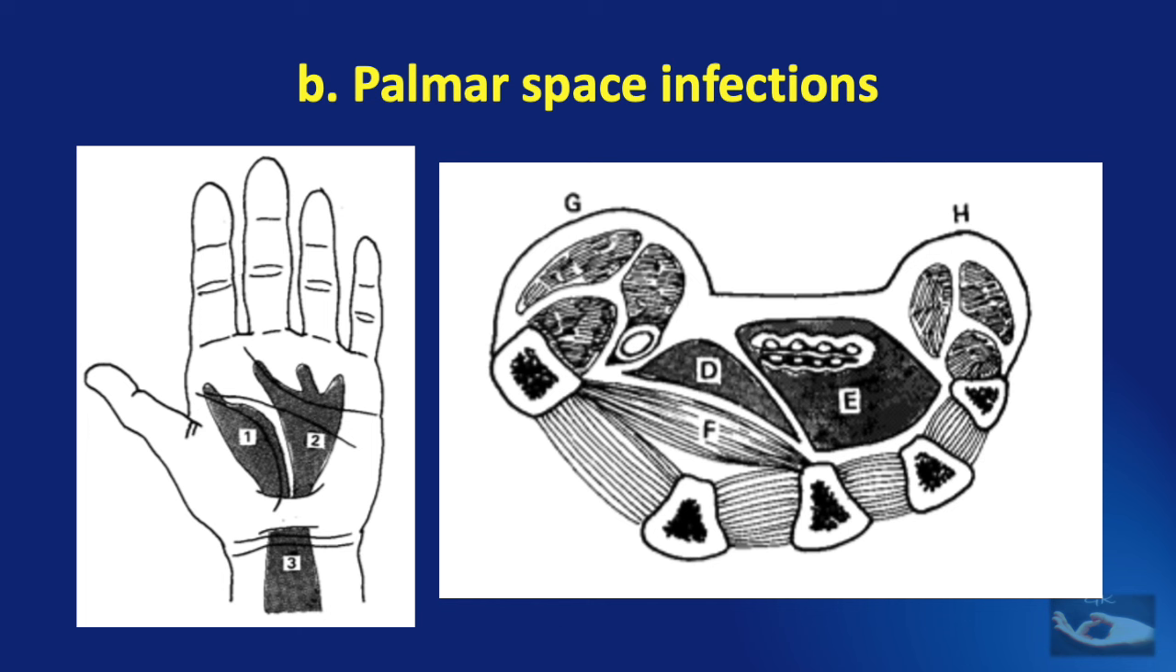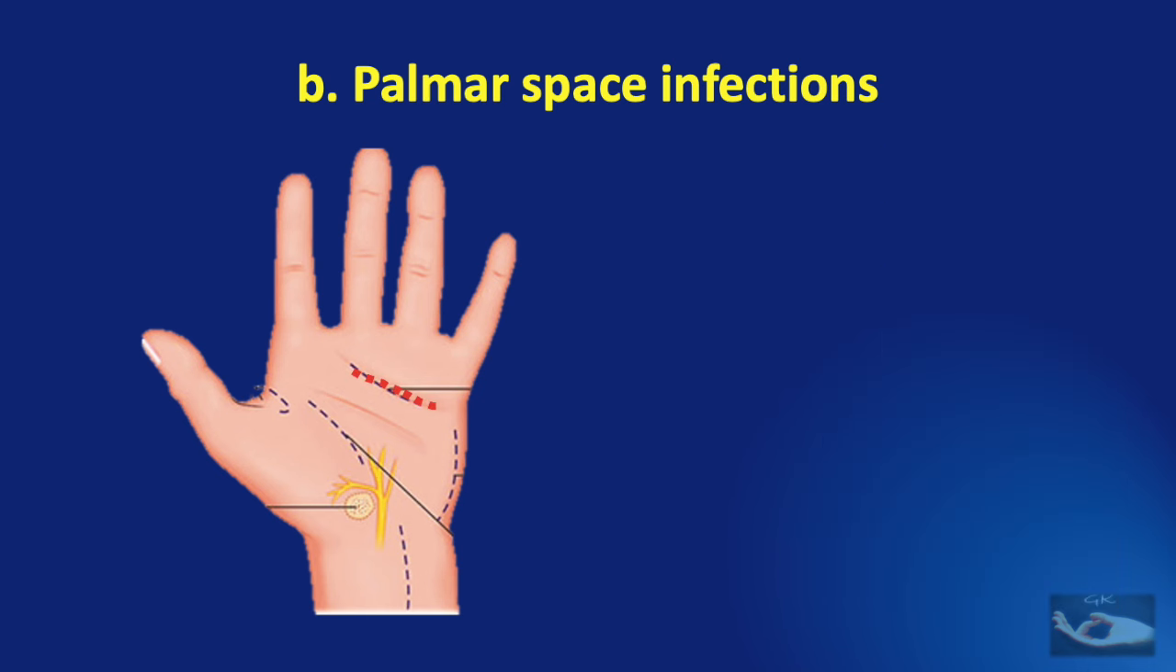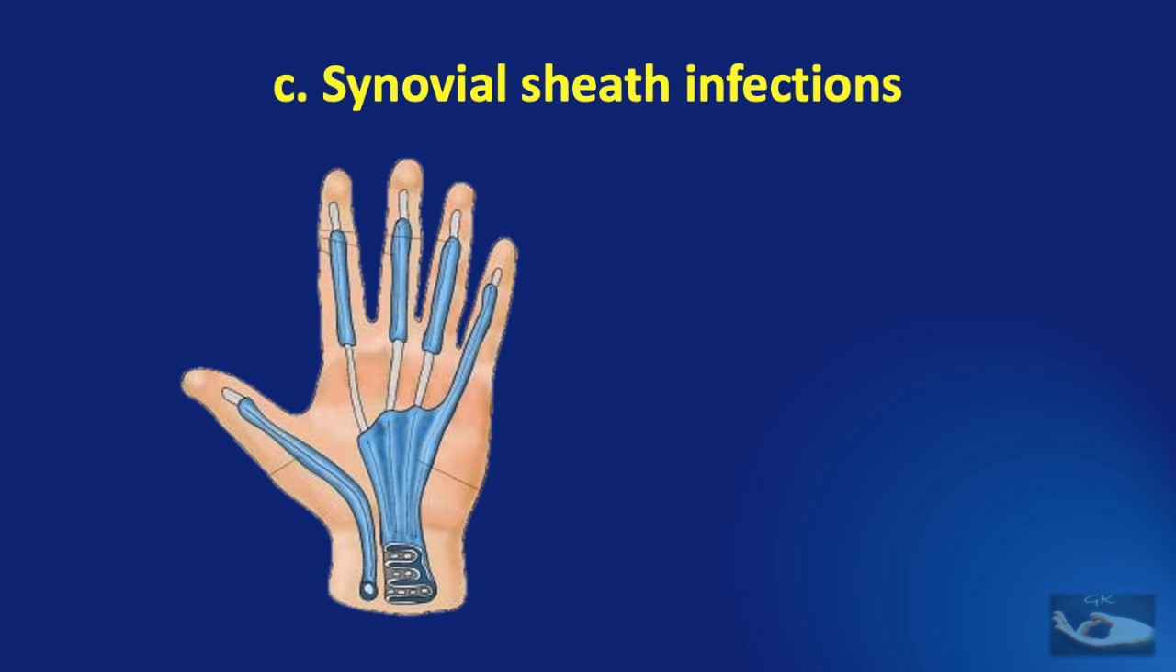Palmar space infections in leprosy can involve the mid-palmar space infection or the thenar space infection. The incision for draining the thenar space infection is the incision along the thenar crease, and we may need another incision on the thumb web to access the thenar space. The incision for draining the mid-palmar space infection is usually along the distal palmar crease.